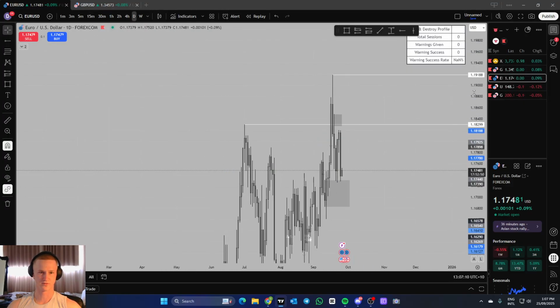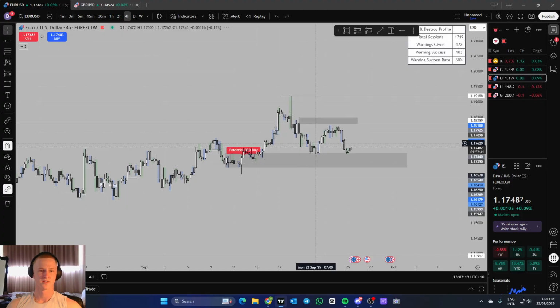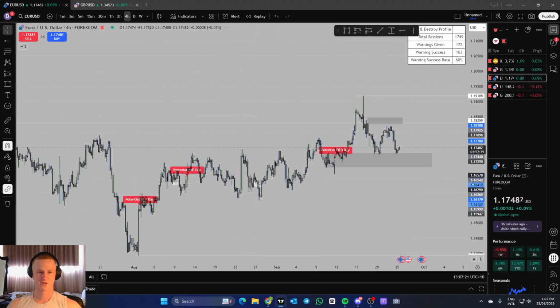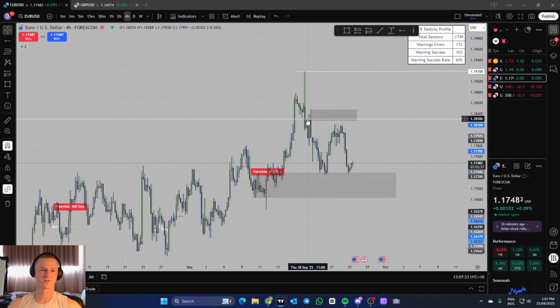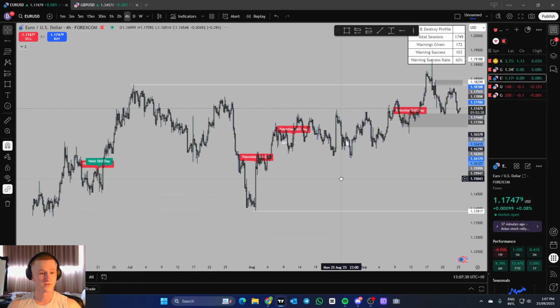We already are on the 4 hourly, but regardless, you can see here we respected this daily demand, moved up, got a change of character. Same with the 4 hour break of structure. However, we just could not push past these highs. Obviously, this is still just a little reaction. We did see this before moving up.